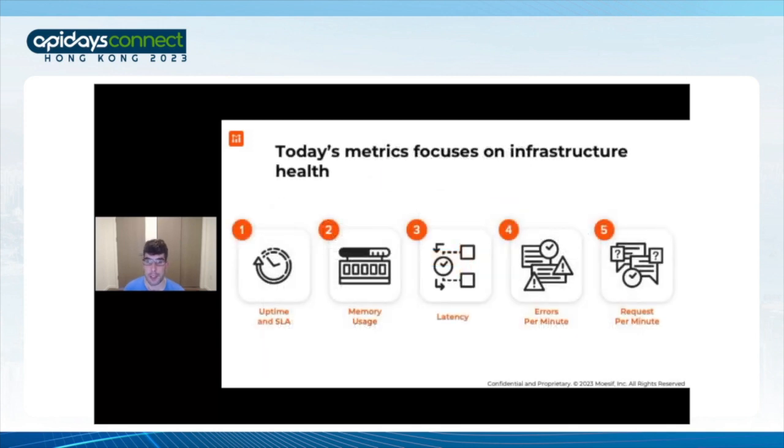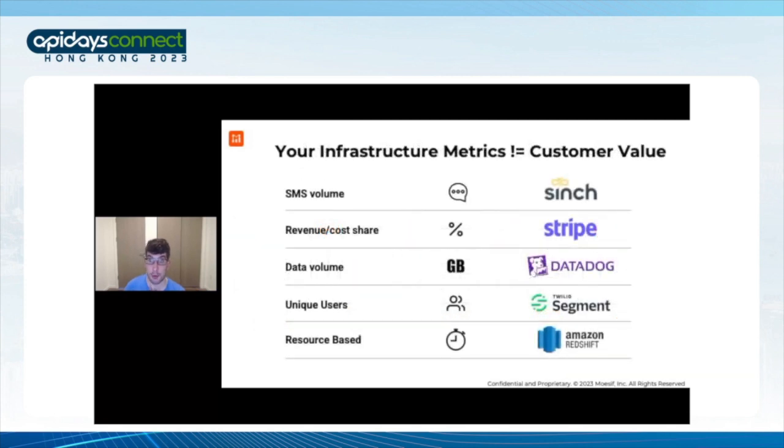For the past few decades, we've had lots of different metrics around observability, monitoring, understanding infrastructure health. But if you look at every single one of these metrics, you don't see customer value. We have metrics like SLA, latency, errors per minute, API requests per minute. But when we look at customer value and what you're actually pricing on, it's actually quite different.